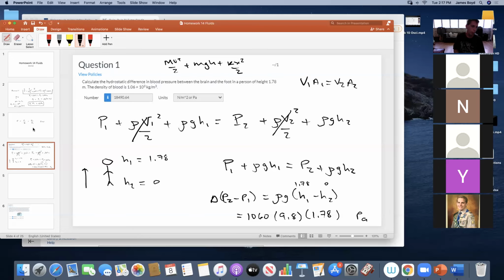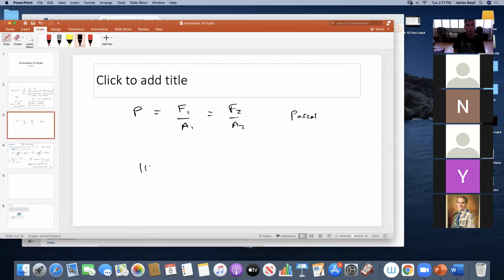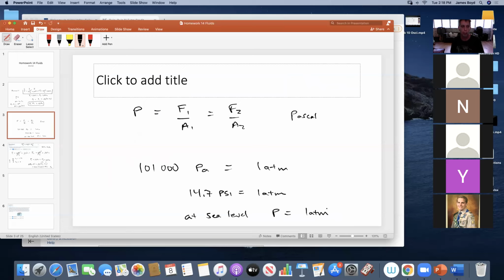One thing I should note is that 101,000 pascals is equal to 1 atmosphere, and 14.7 psi is equal to 1 atmosphere. And at sea level, the pressure is 1 atmosphere. Those things you have to know in order to do fluids. The other thing that you might need to know is the density of water is 1,000 kilograms per meter cubed. So that's just background stuff you really should know.